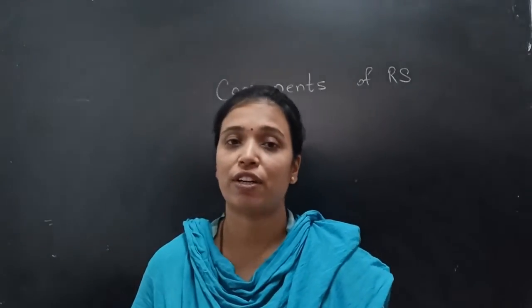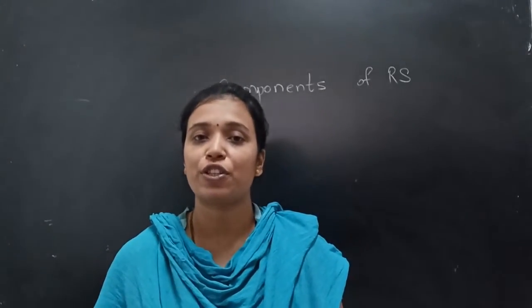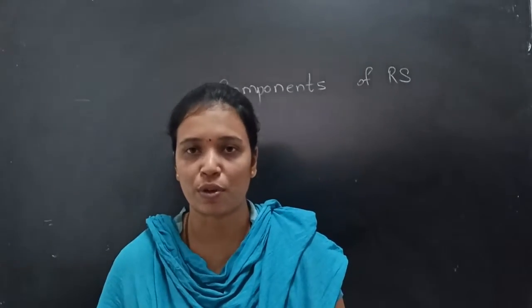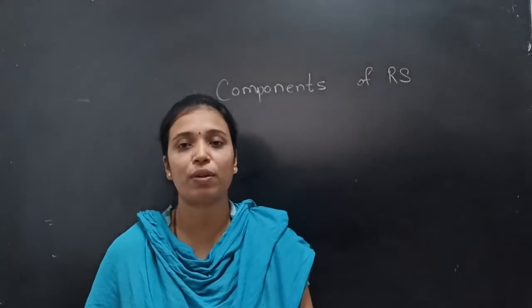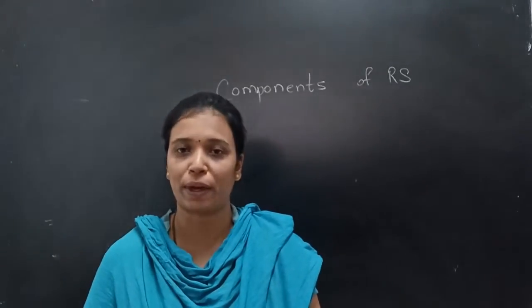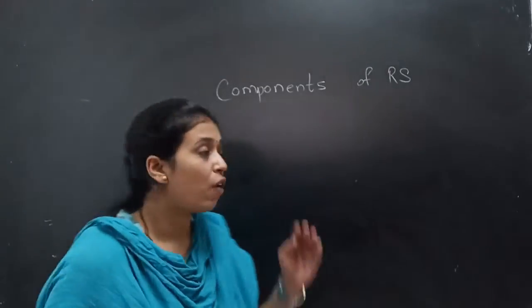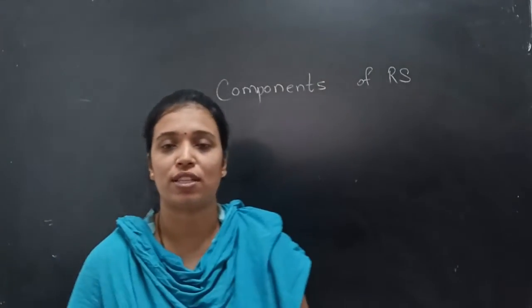In the previous lecture, we have studied the definition of remote sensing and history of remote sensing. And in today's lecture, we are going to cover the components of remote sensing and electromagnetic spectrum. So first of all, we will see what is the component of remote sensing.